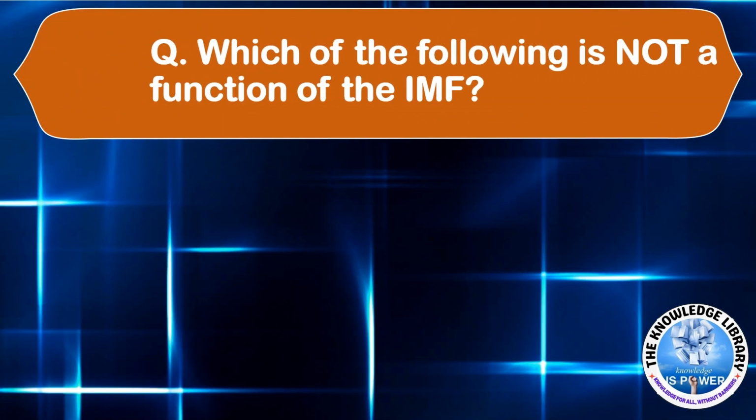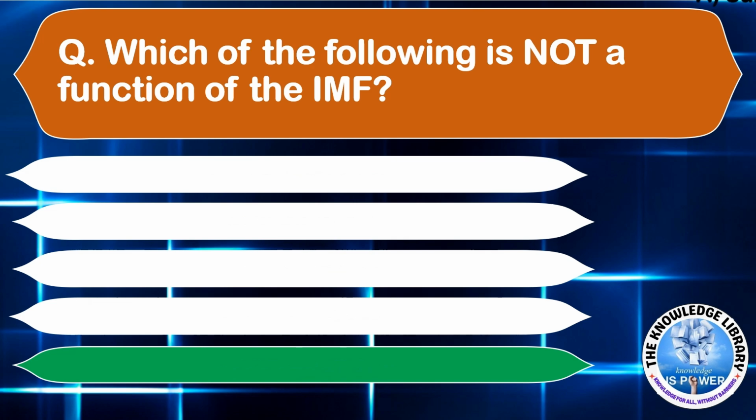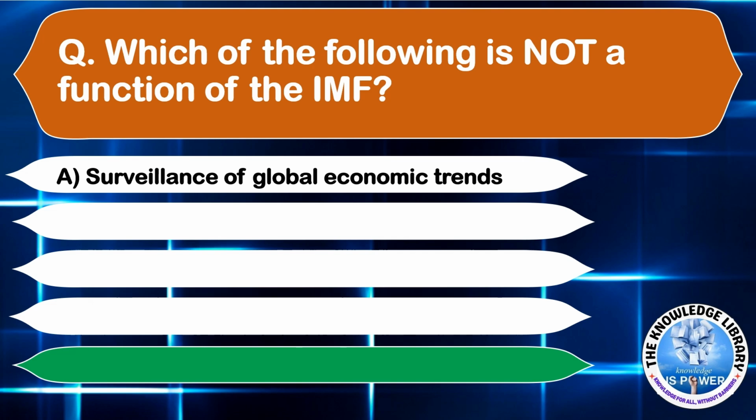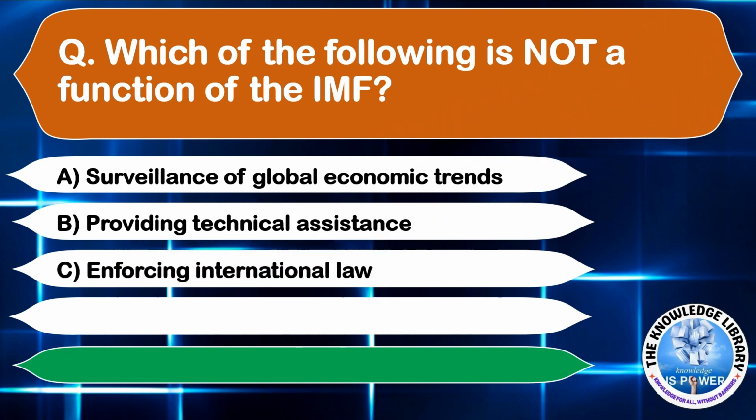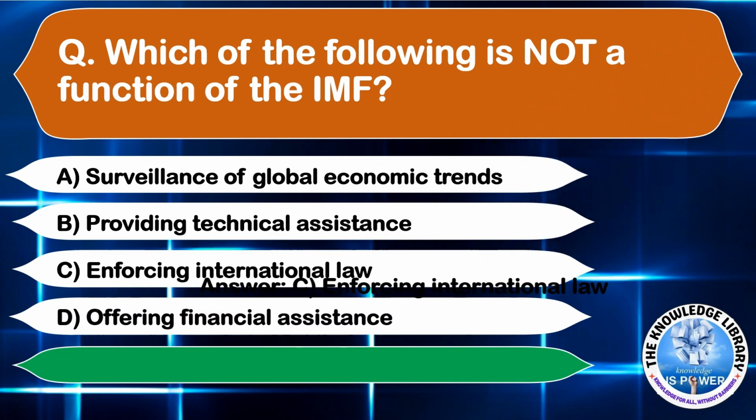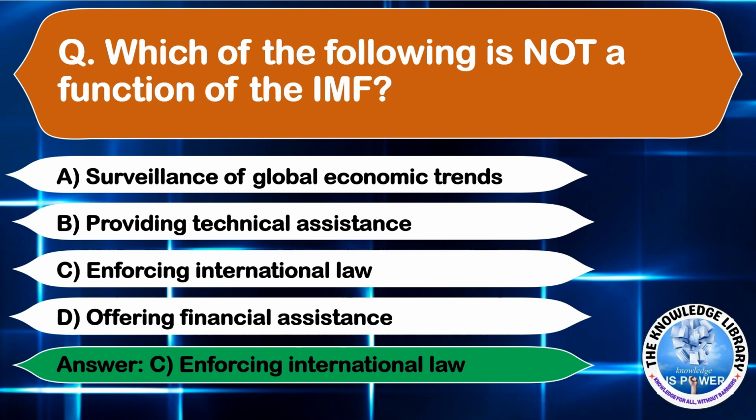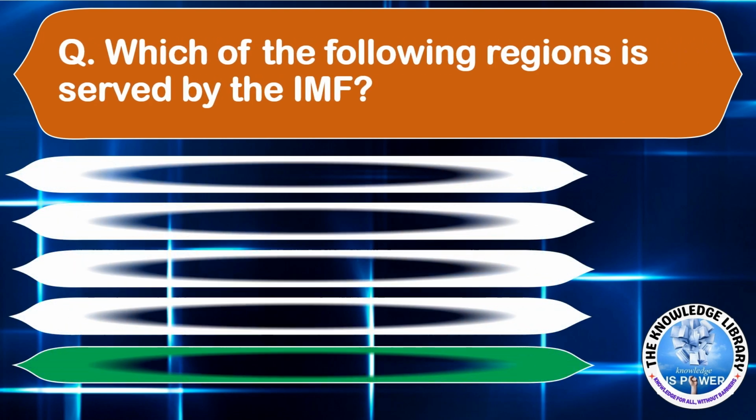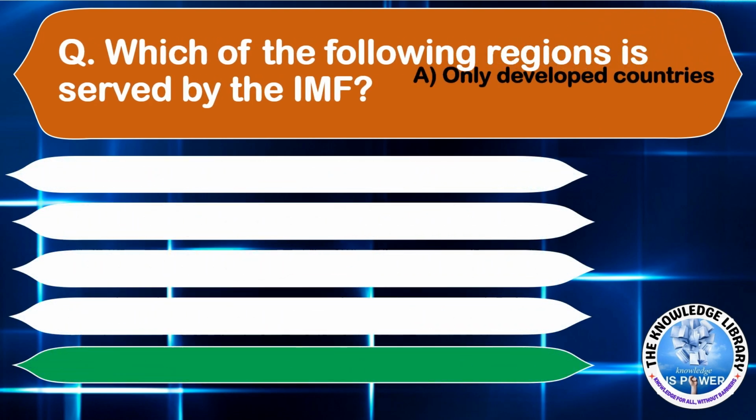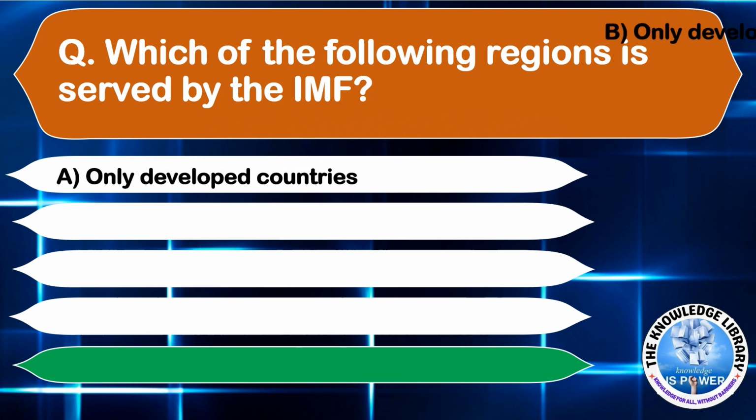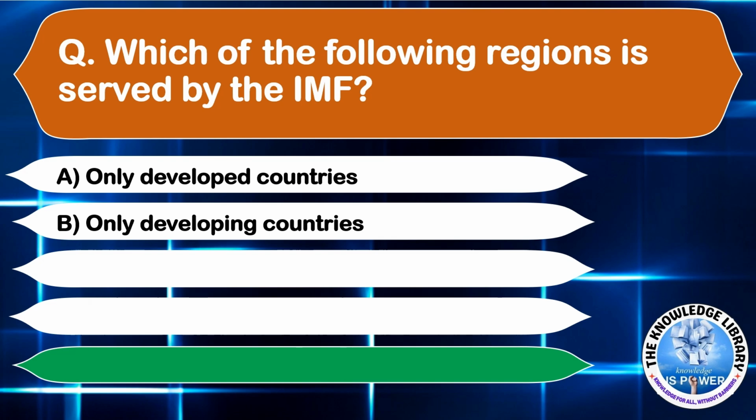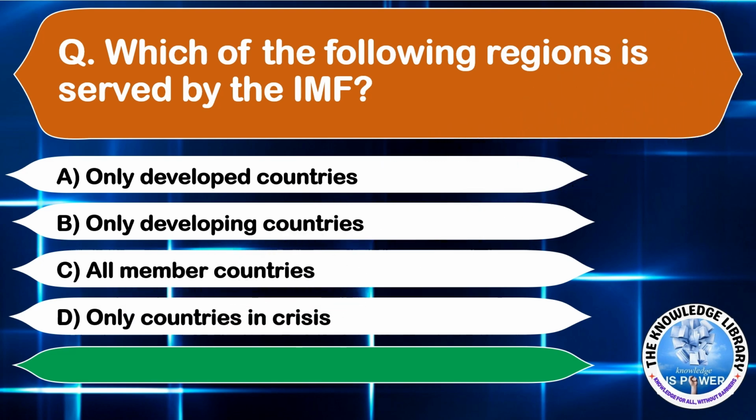Next question is, which of the following is not a function of the IMF? Option A, surveillance of global economic trends. Option B, providing technical assistance. Option C, enforcing international law. Option D, offering financial assistance. Answer is option C, enforcing international law. Next question is, which of the following regions is served by the IMF? Option A, only developed countries. Option B, only developing countries. Option C, all member countries. Option D, only countries in crisis. Answer is option C, all member countries.